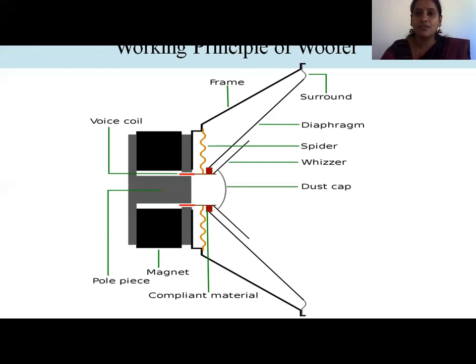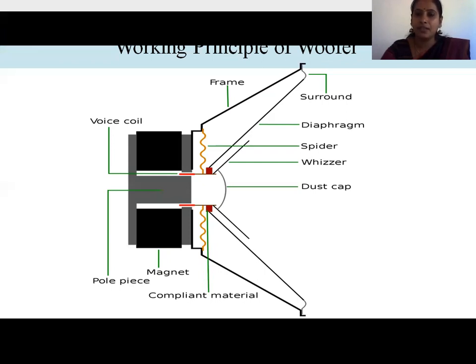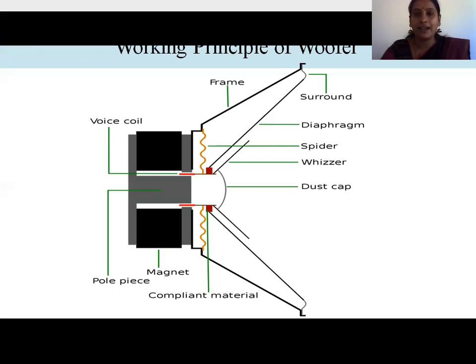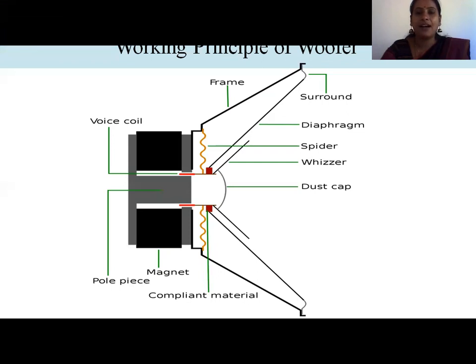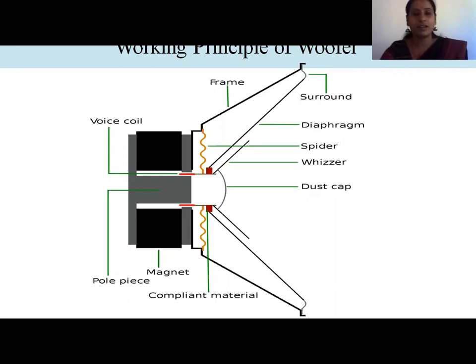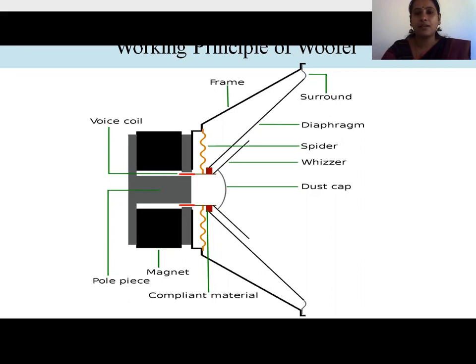In this session, we learnt about the loudspeaker, its introduction, its types, the features of an ideal loudspeaker, and how a crystal loudspeaker works, the principle of operation. We studied about woofers, subwoofers, and their low frequency applications. We also studied the internal structure of the woofer, its construction, and how it works.